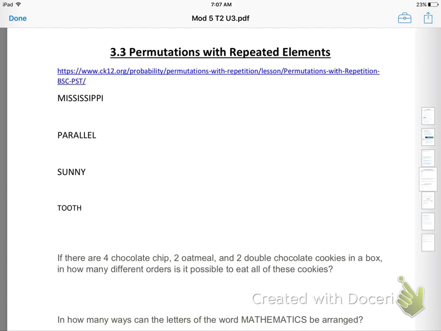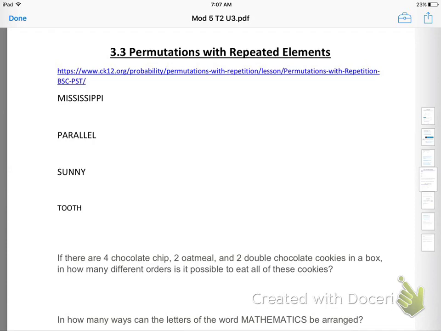Okay, so permutations with repeated. Repeated because if I flip-flop S here, it means the exact same thing. So there's kind of 2 different ways to do permutations. The order matters in this because otherwise it's not going to spell the same word. So there's 2 different ways to do it.